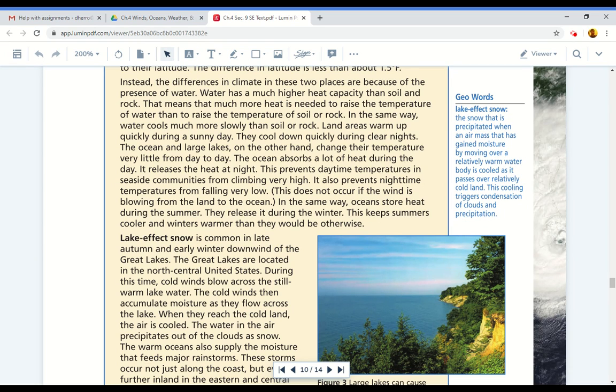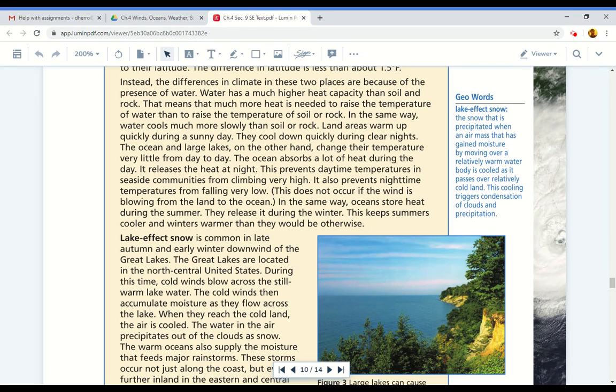Water has a much higher heat capacity than soil and rock. That means that much more heat is needed to raise the temperature of water than to raise the temperature of soil or rock. In the same way, water cools much more slowly than soil or rock. Land areas warm up quickly during a sunny day. They cool down quickly during clear nights. The ocean and large lakes, on the other hand, change their temperature very little from day to day.